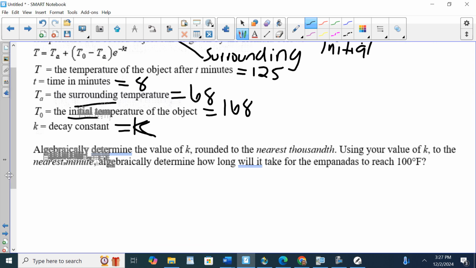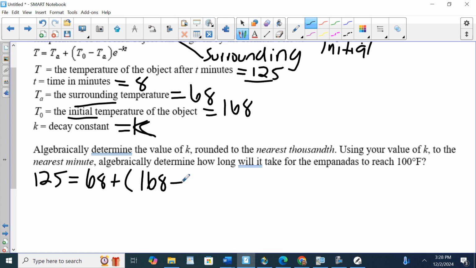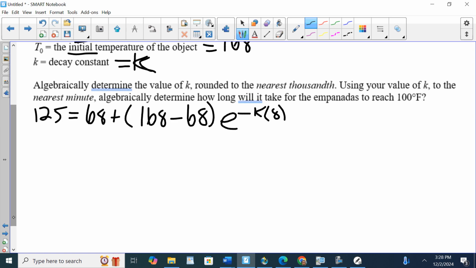I've got capital T is 125 equals TA is 68 plus parentheses T0 minus TA, e to the negative kt. k is what I'm trying to find. t is 8. Now, to solve the equation, I isolate. I always add or subtract first.